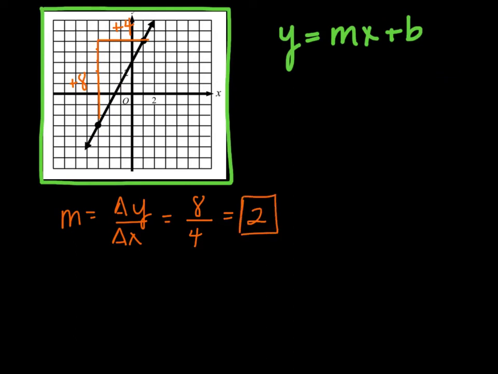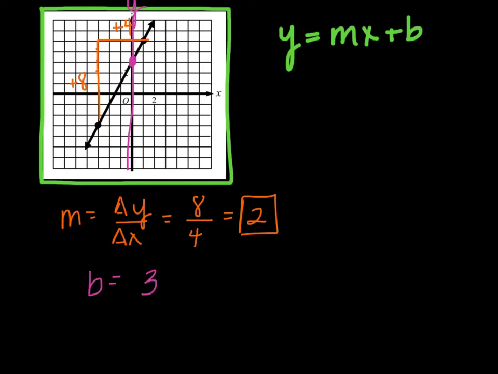Now again, the y-intercept is fairly easy to find. We just look at where it crosses the y-axis. And again, the y-axis runs up and down, vertical. So we notice this graph crosses right here at a positive 3. So our b this time is equal to a positive 3.